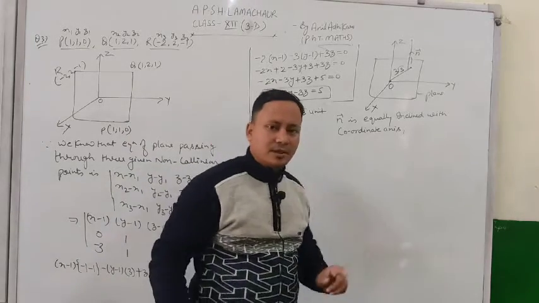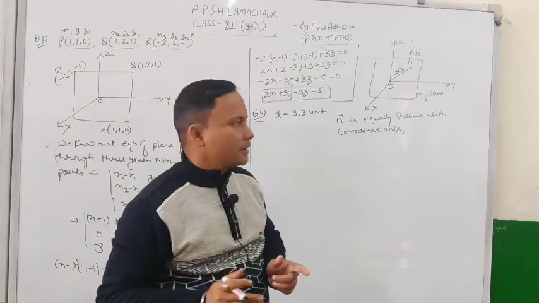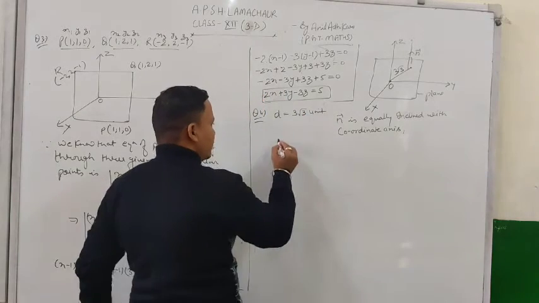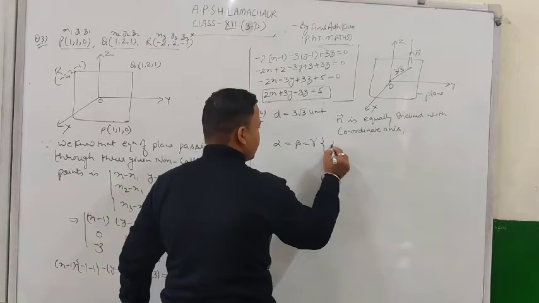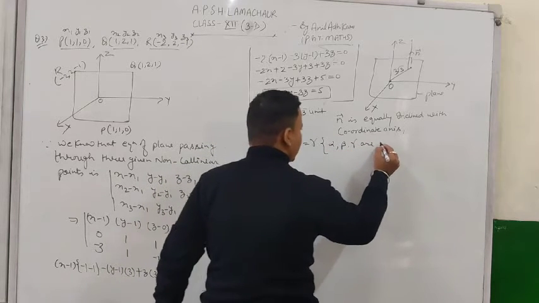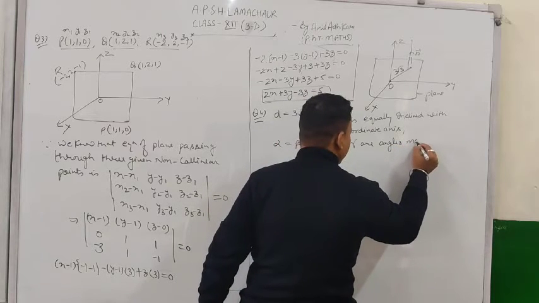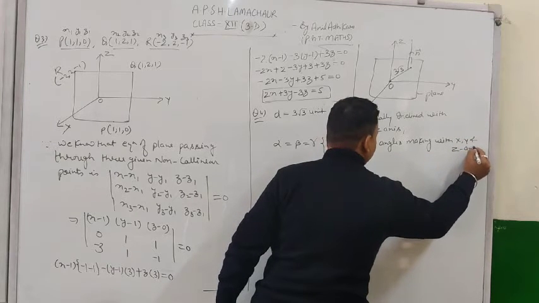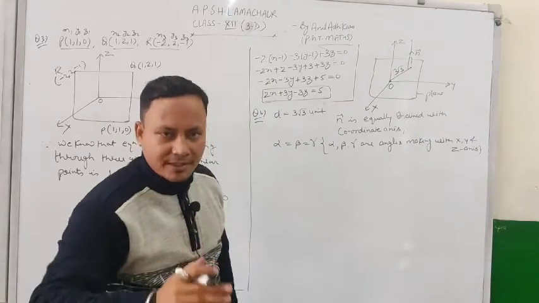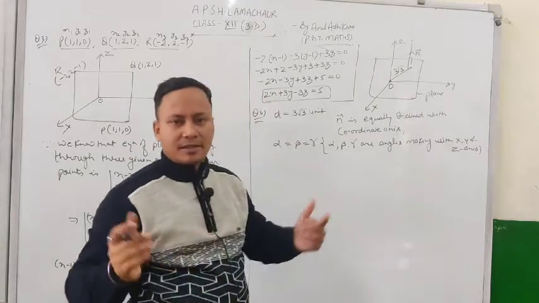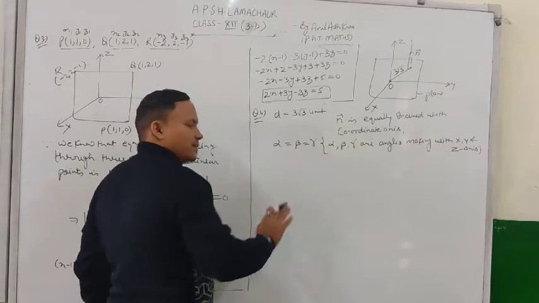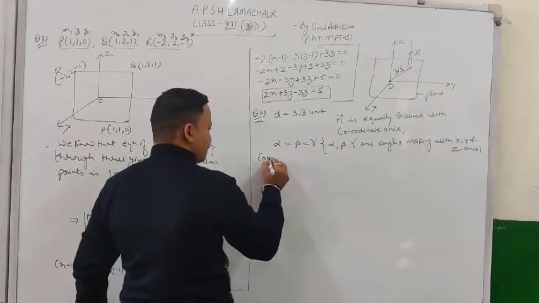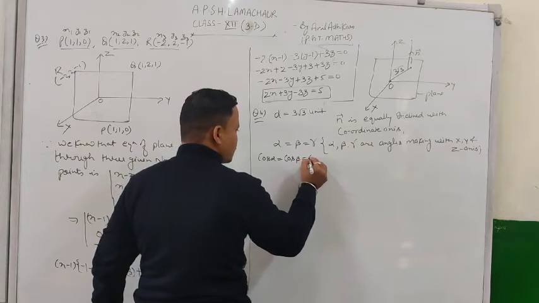Now see student, if any vector, I am not talking about the normal vector, I am generally talking about any vector, is making equal angles with the coordinate axes, it means that alpha equal to beta equal to gamma, where alpha, beta and gamma are the angles made with the x, y and z axes. Here alpha, beta, gamma are the angles made by a vector with the x, y and z axes. So if there is equal inclination, the angles should be equal, so their cosines must be equal, that is cos alpha is equal to cos beta is equal to cos gamma.